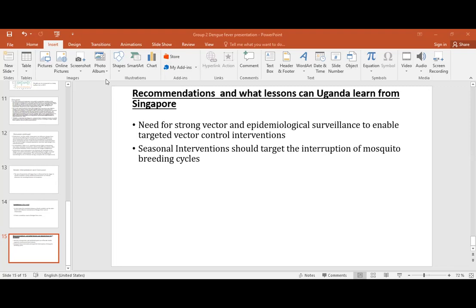Let's see if there is any feedback from any member of the group. Colleagues, any more feedback to the group, to team dengue fever?